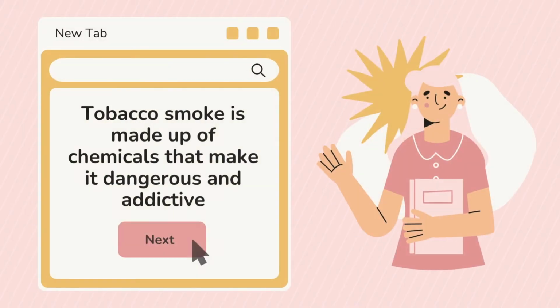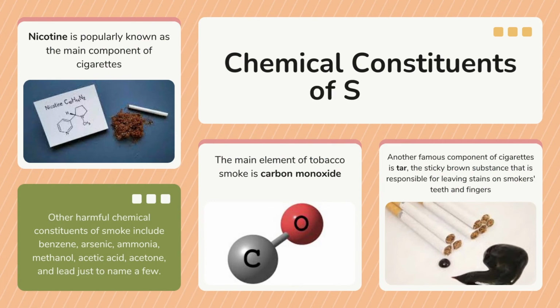Tobacco smoke is made of chemicals that make it dangerous and addictive. Nicotine is popularly known as the main component of cigarettes. However, the chemical itself is harmless. It damages the health of people by making them crave smoking due to the addictive nature of nicotine. It is the reason why smoking is hard to stop once started and relatively difficult to quit.